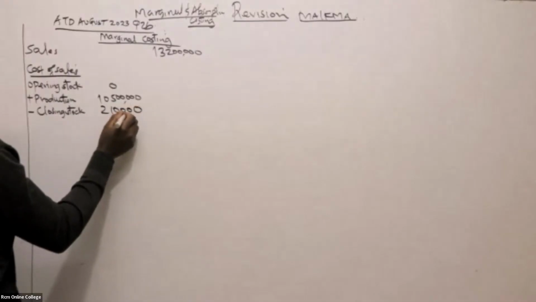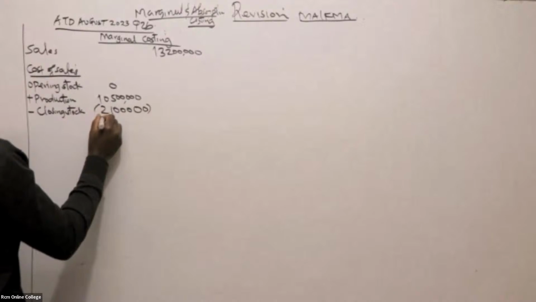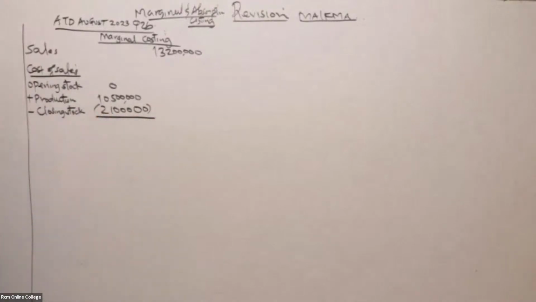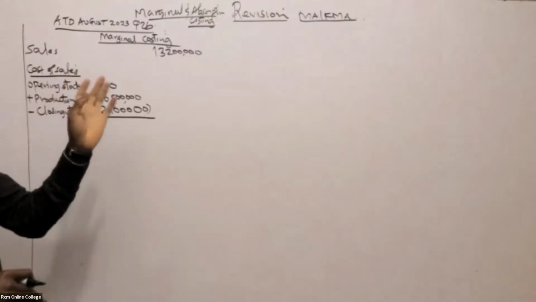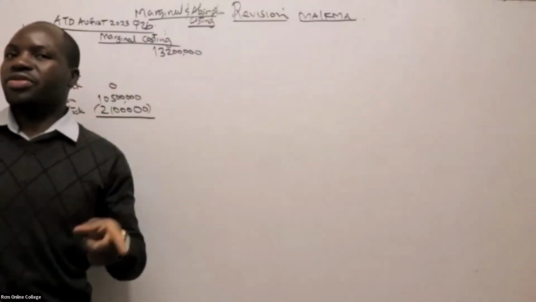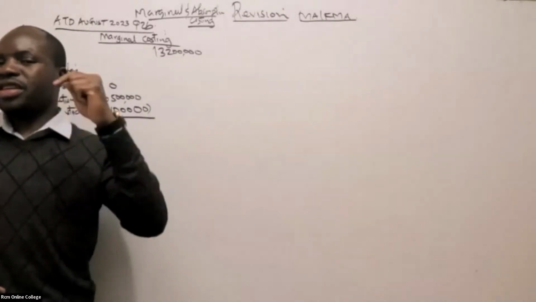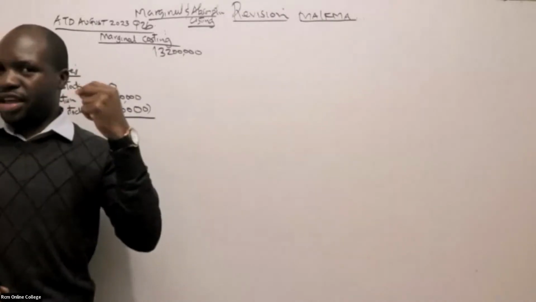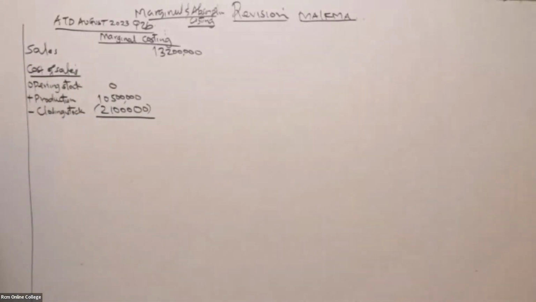And remember, you're supposed to deduct 2,100,000. And somebody was inquiring, how did we get the 10,500,000? You produced 30,000 units, and the production cost under marginal costing is 350 per unit. So 30,000 times 350 should give you 10,500,000. Good.